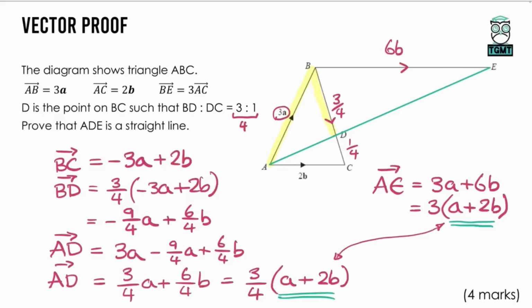So we could do that as well, but obviously there's a lot of working out for each particular vector. So this is what we're looking for. We are looking for the two vectors having the same direction in their bracket, and there being a shared point when we are looking for proving if something is a straight line.